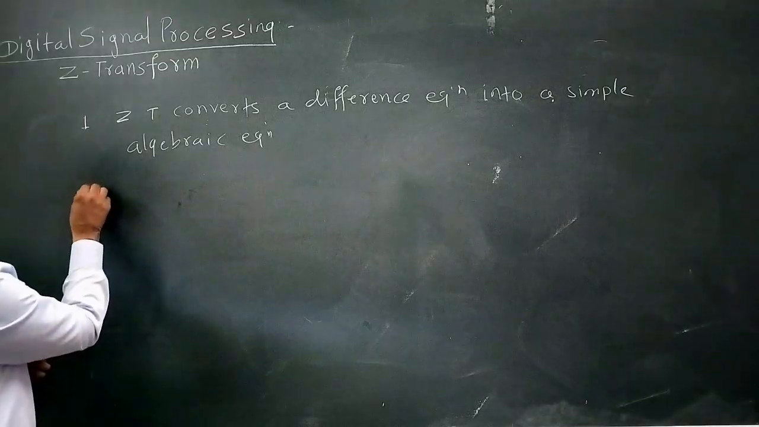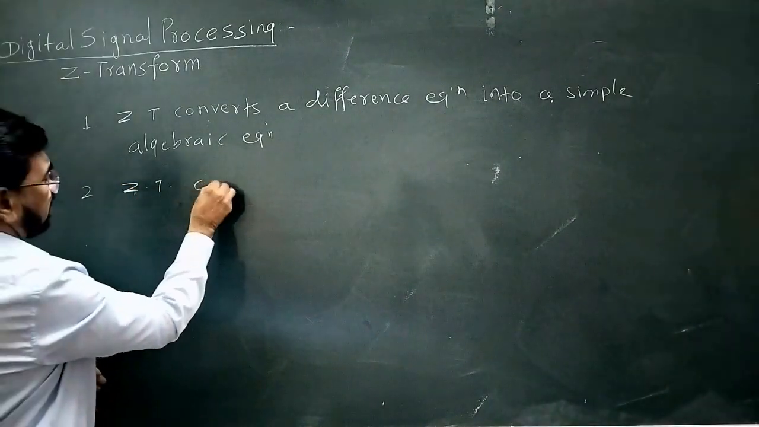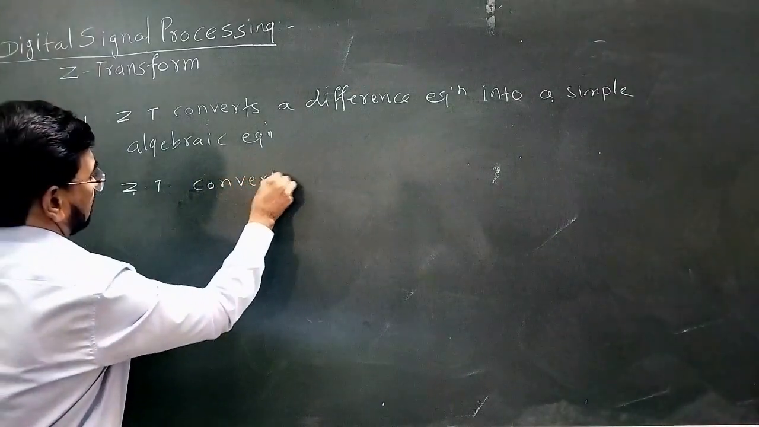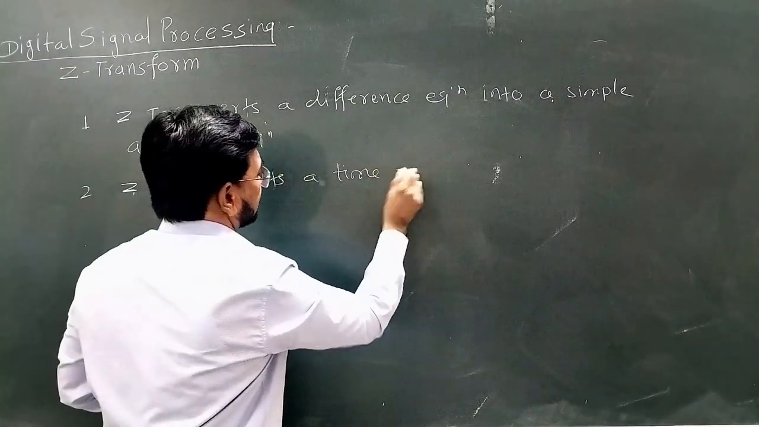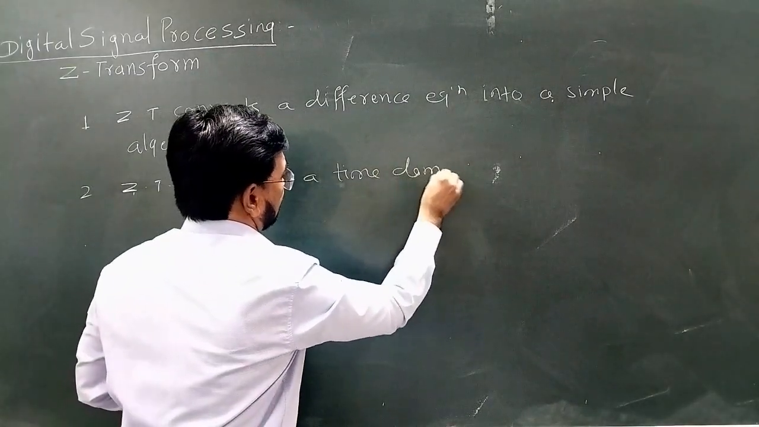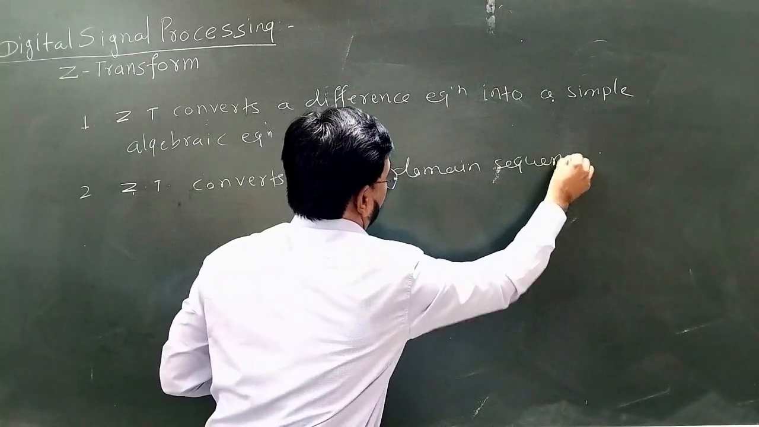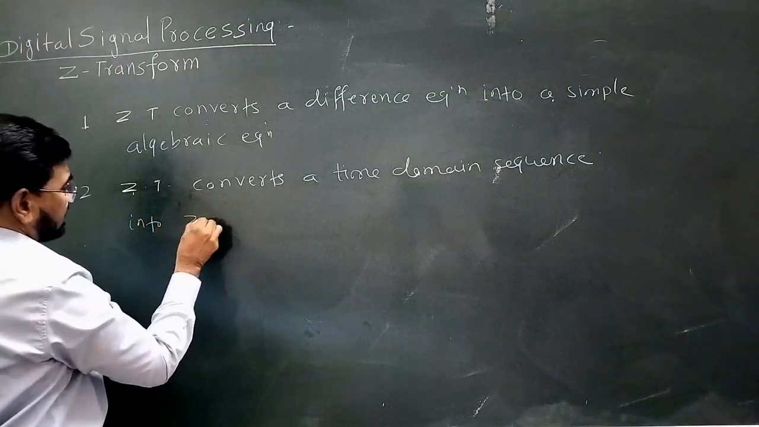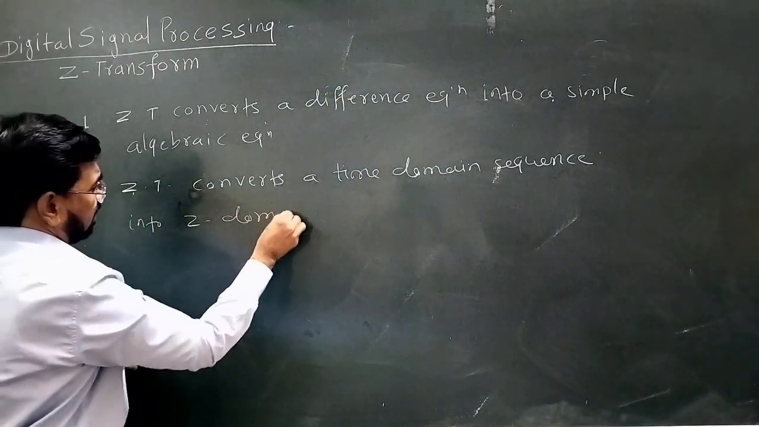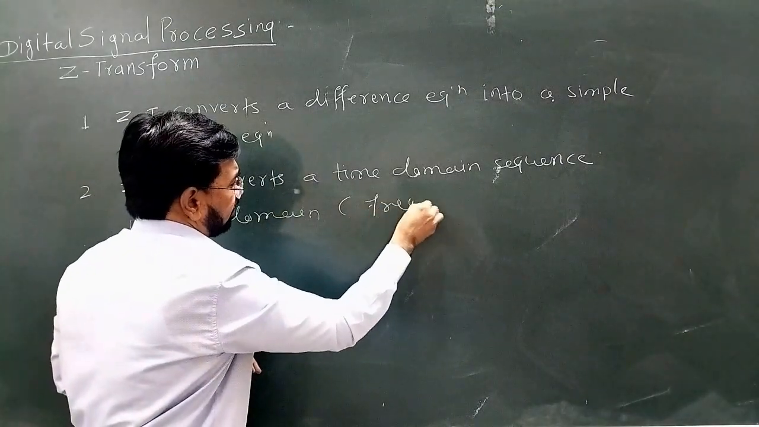Second, Z transform converts a time domain sequence into the frequency domain, we can say the Z domain. What it means is it is a frequency domain.